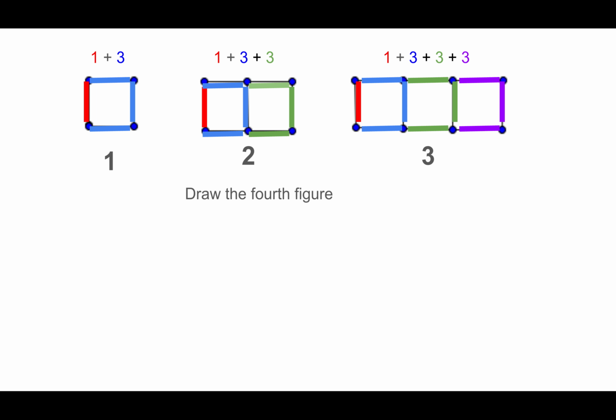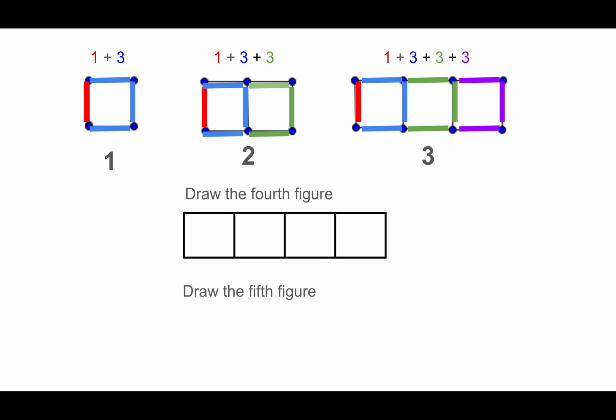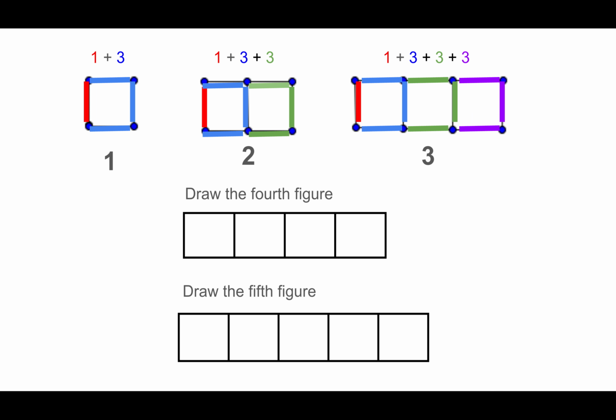Now if I were to draw the fourth figure, I notice that figure number 1 has 1 square, figure number 2 has 2 squares, figure number 3 has 3 squares, so the fourth figure probably has 4 squares. If I were to draw the fifth figure, then it would have 5 squares, using that same reasoning.